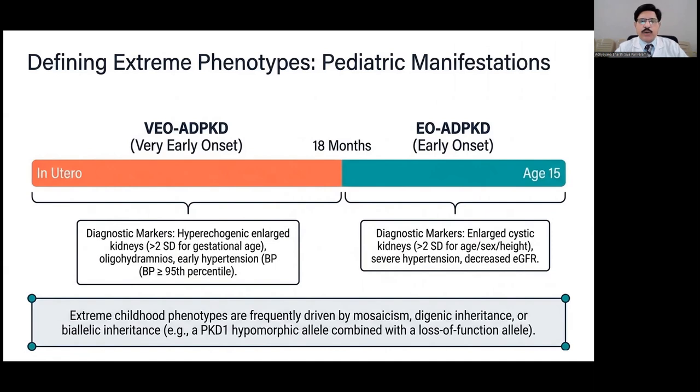Extreme childhood phenotypes are frequently driven by genetic mosaicism, digenic inheritance, or biallelic inheritance. What is biallelic inheritance? There will be two alleles causing the disease, particularly in children. They are somewhat rare: a PKD1 hypomorphic allele combined with a loss-of-function allele. This is called biallelic mutation or biallelic inheritance.